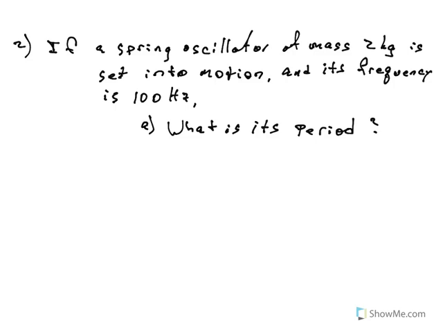All right, well, first to find the period, again, we just use the relationship that period is 1 over frequency. So since I know the frequency, it's 1 over 100, which is 0.01 seconds.